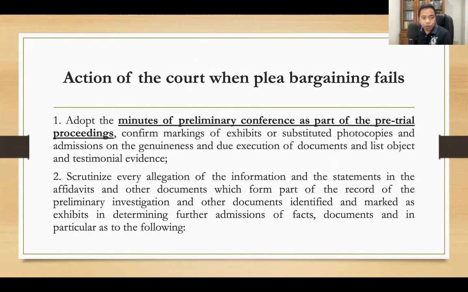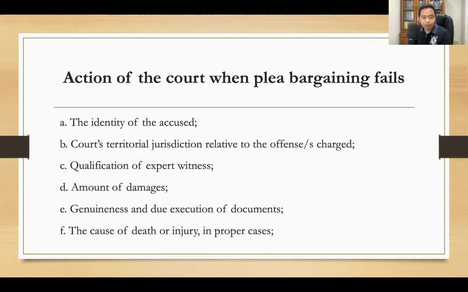Now, action of the court when plea bargaining fails. If plea bargaining fails, meaning the prosecution did not approve of the proposal for the accused to plead to a lesser offense, then the court can adopt the minutes of the preliminary conference as part of the pre-trial proceedings. The court will confirm the markings of exhibits or substituted photocopies and admissions on the genuineness and due execution of documents and list object and testimonial evidence.